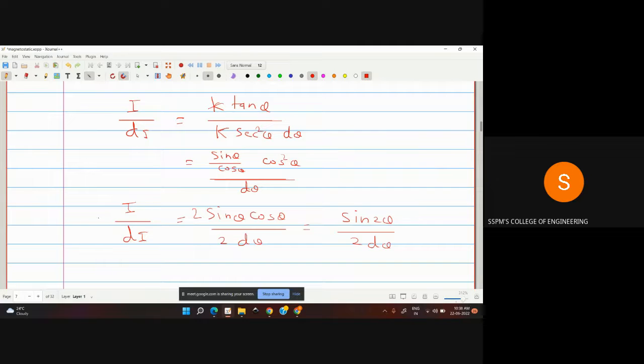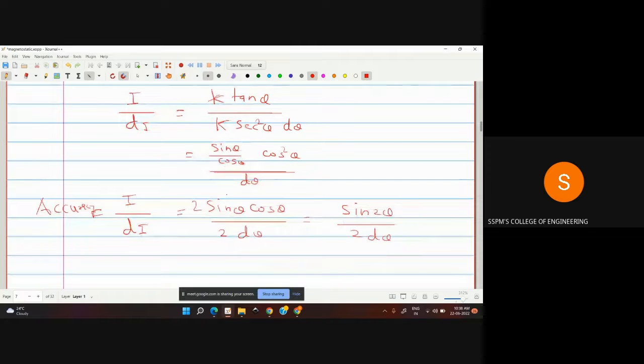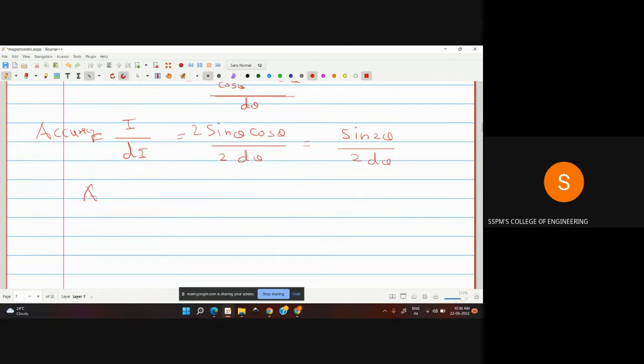आता आपल्याला accuracy maximum पाहिजे. When accuracy is maximum, the accuracy is maximum if numerator part is maximum. आता याची maximum value किती असते? 1 असते. Isn't it? So accuracy is maximum if numerator sin 2 theta has a maximum value. आता maximum value किती असणार आहे? 1 असणार आहे. Isn't it?